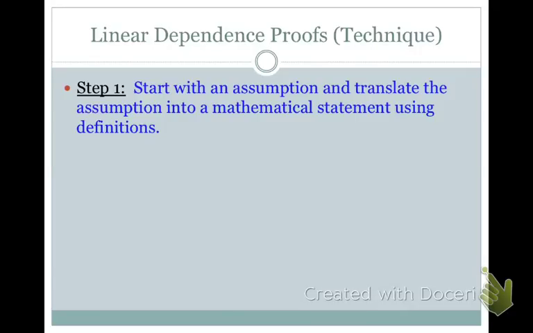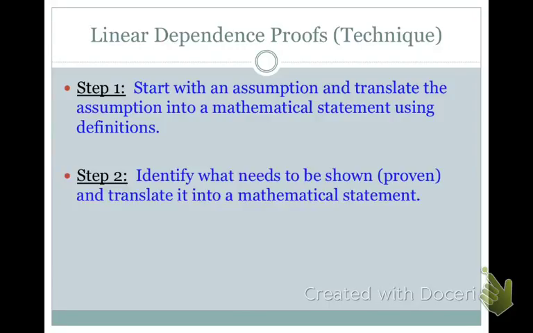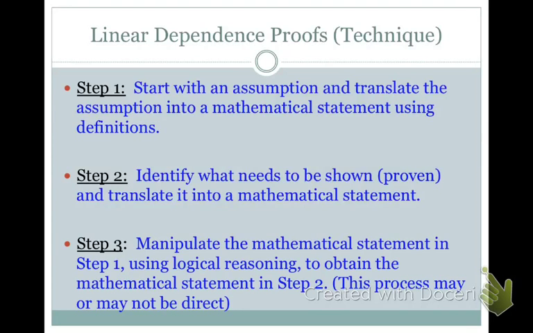The first step is to take the proof and start with an assumption and translate that assumption into a mathematical statement. Generally, you use precise mathematical definitions to do this. In the second step, we identify what needs to be shown or proven, and again, using definitions, we translate that into a mathematical statement. In the last part, we just try to manipulate the statement that we receive in step 1 to get the one that we need to prove in step 2.